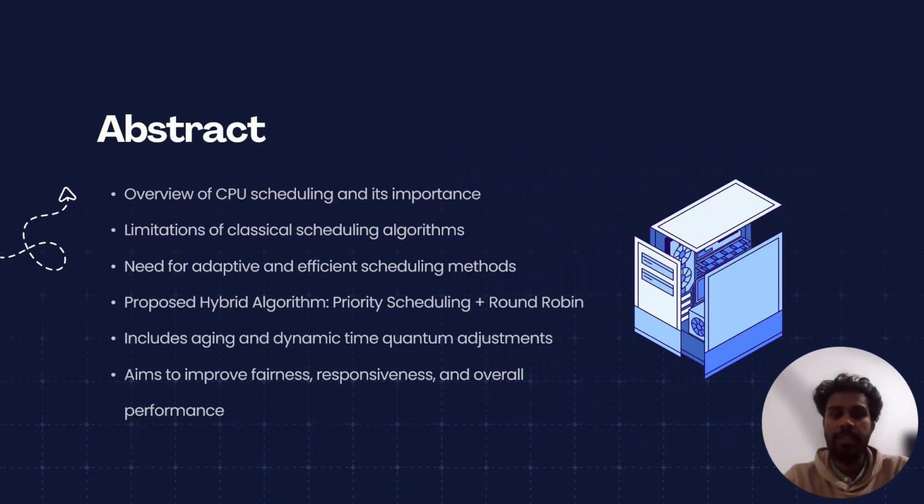Here is the abstract. This presentation is organized into six sections, beginning with an introduction to the importance of CPU scheduling in operating systems. It then provides a literature review summarizing the strengths and limitations of the classic scheduling algorithms. Next, the proposed hybrid scheduling solution is presented, followed by a block diagram and flowchart explaining the system. The presentation concludes with the expected next steps and further work.